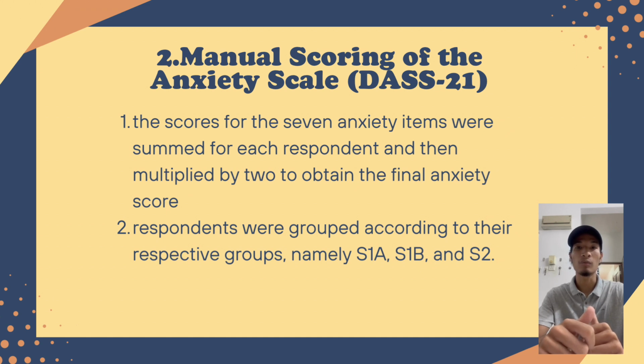Once the anxiety scores were calculated, respondents were grouped according to their respective groups, namely S1A, S1B, and S2. The calculated anxiety score for each respondent was retained as a continuous variable in SPSS. These scores were later used to compare anxiety level across the 3 groups during descriptive and inferential statistical analysis.